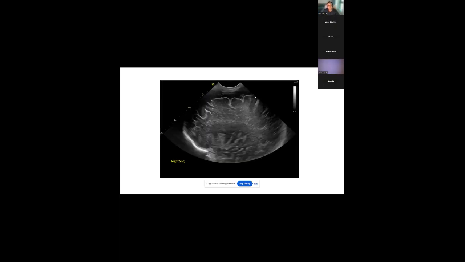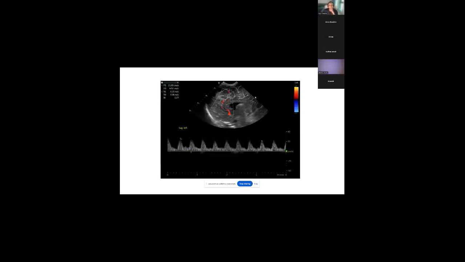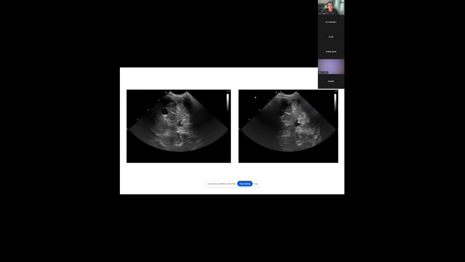And then we did his RI index as well. Brilliant. Very nice scans.